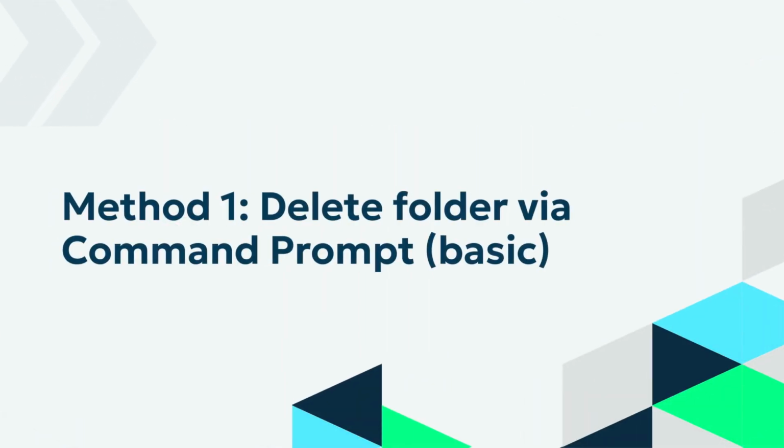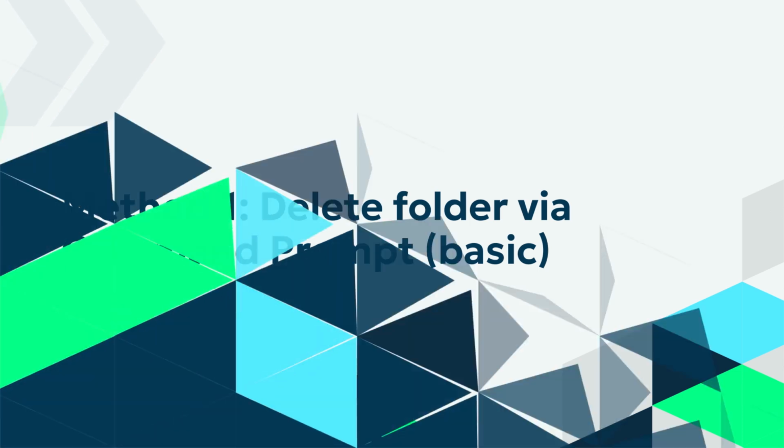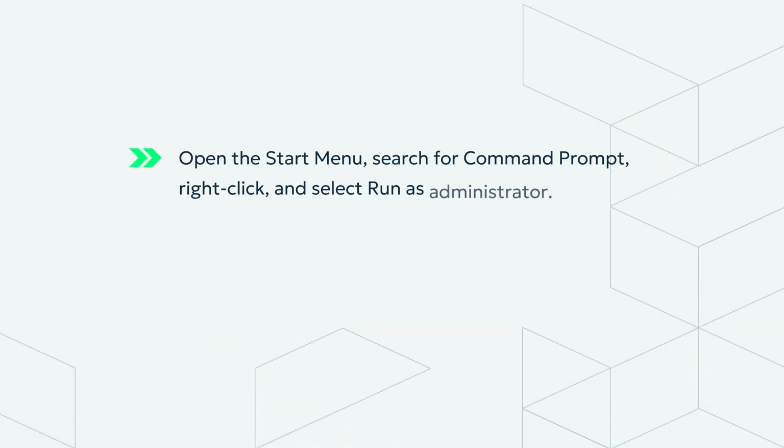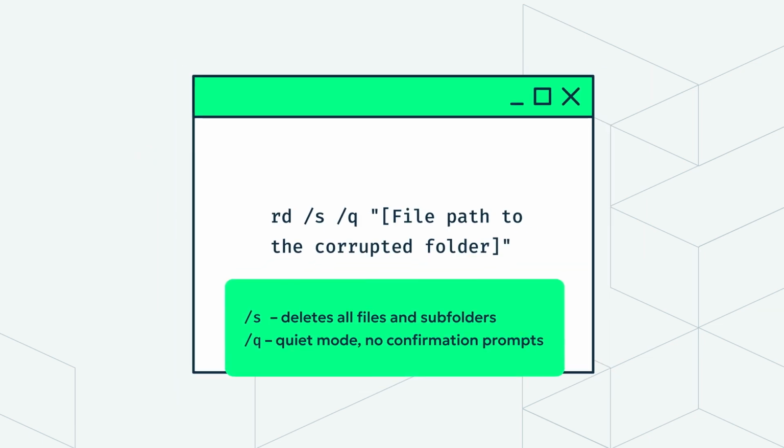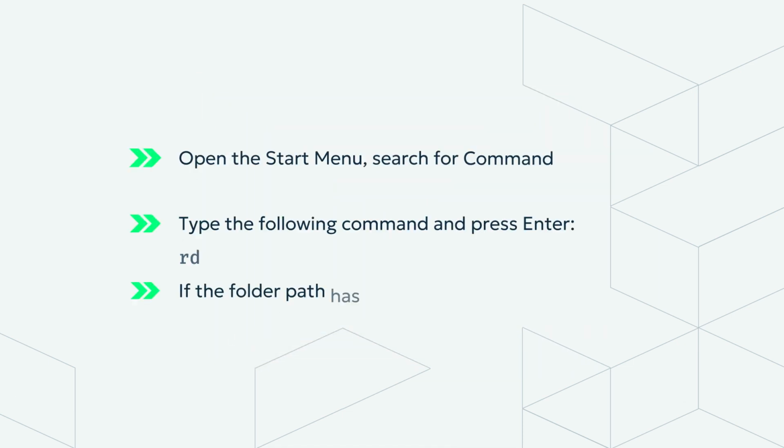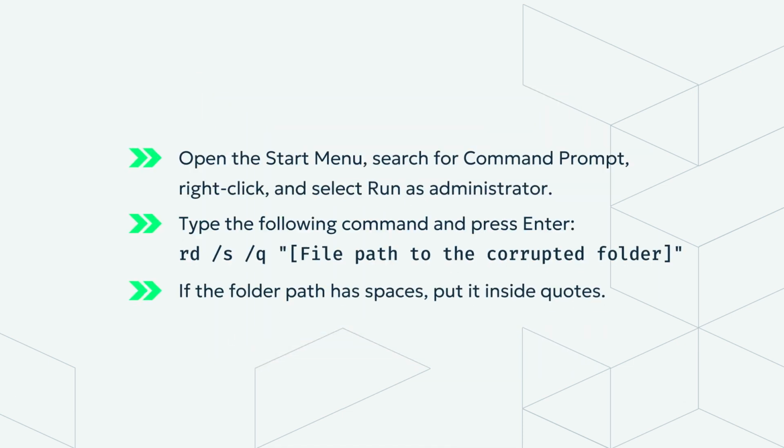Method 1. Delete folder via Command Prompt, basic. This method is more aggressive than deleting through File Explorer and skips the Recycle Bin. Open the Start menu, search for Command Prompt, right-click, and select Run as Administrator. Type the following command and press Enter. If the folder path has spaces, put it inside quotes.